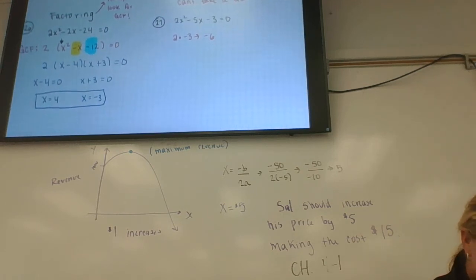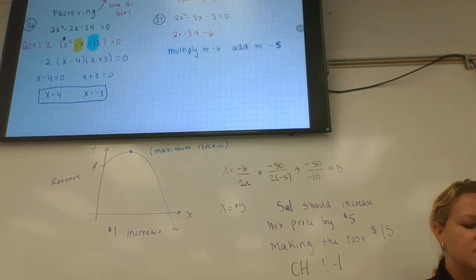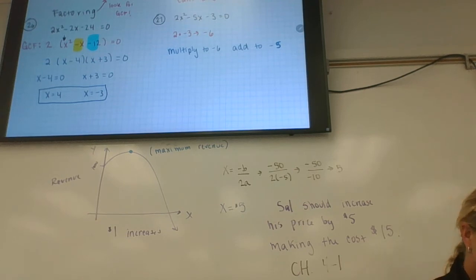All right, what multiplies to negative 6 and adds to negative 5? Actually, this time I think it's going to be negative 6 and positive 1. But 2 and 3 were.